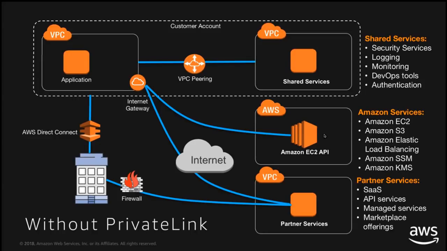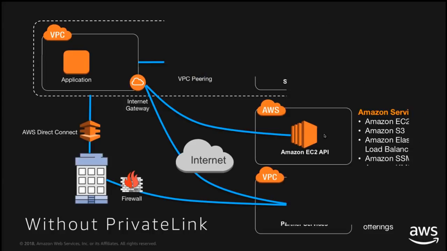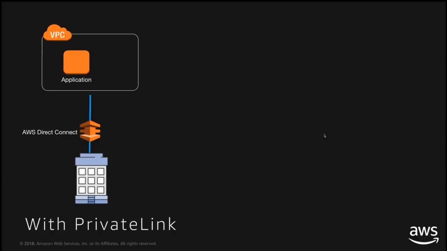So if we redo this with PrivateLink, what does it look like? We start with the same start, where we've got the data center, Direct Connect, and a VPC.